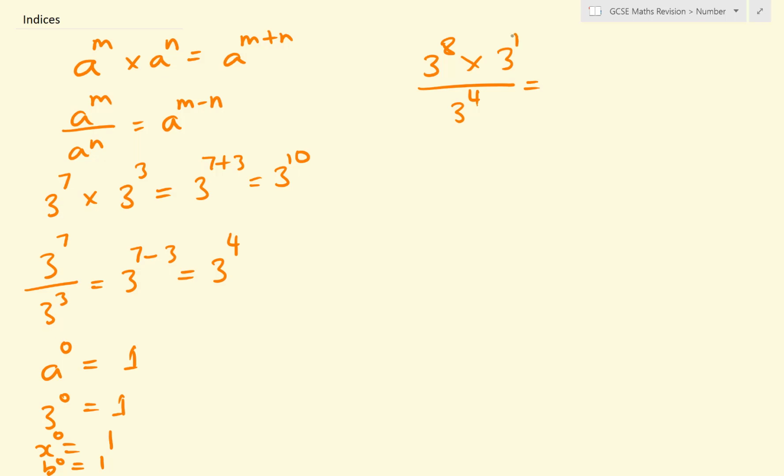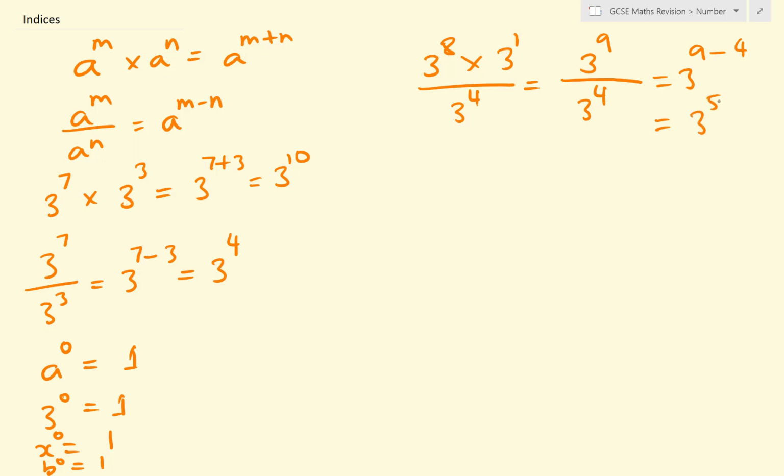Now according to our multiplication rules, we are going to add the powers first. So simplify the top part first. So we have 3 to the power of 8 times by 3 to the power of 1. That will give us 3 to the power of 9, because when you multiply, you add the powers. Divide that by 3 to the power of 4. Now, according to our division rule, we are going to take away the powers. So we have 3 to the power of 9, take away 4. So that will give us an answer of 3 to the power of 5.